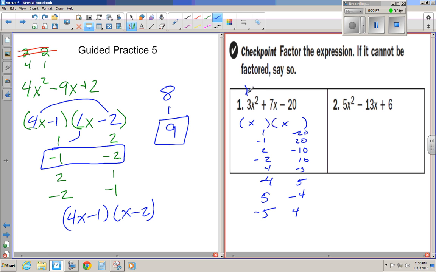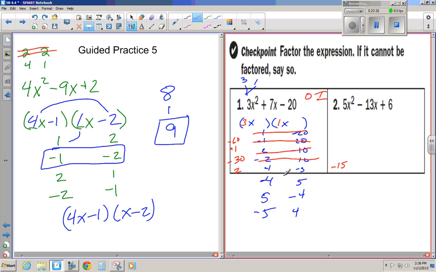Factors of A are 3 and 1. That's it. So I put a 3 here, I put a 1 here. And now I do outside and inside. 3 times 20 plus 1, not going to work. This one's not going to work. 3 times negative 10, negative 30 with 2. Definitely not going to be this or this. 3 times 5 is 15. So now we're doing 3 times negative 5 is negative 15.